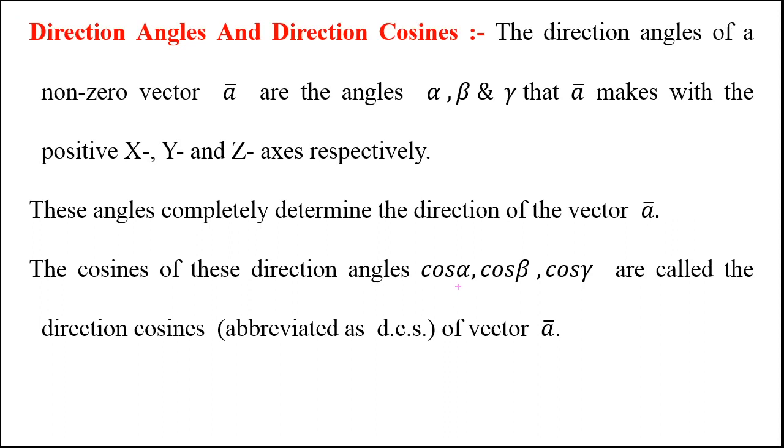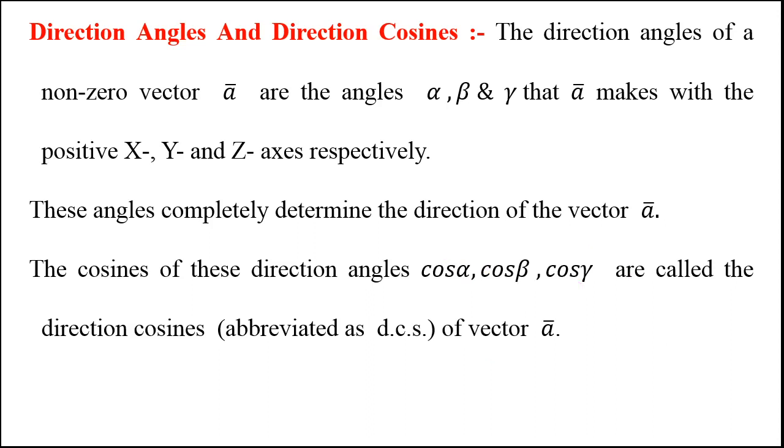So 1, 0, 0 are direction cosines of the unit vector i. What are direction cosines of j? 0, 1, 0 will be the direction cosines of unit vector j. Similarly, we can ask what are the direction cosines of unit vector k? And the answer is 0, 0, 1. Okay, so this was about direction cosines.